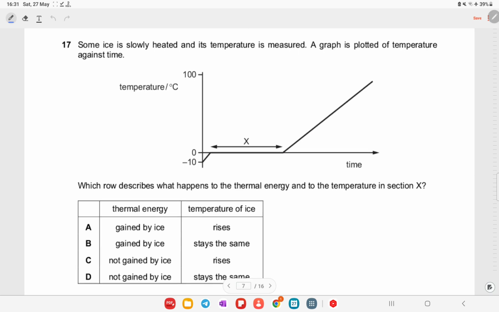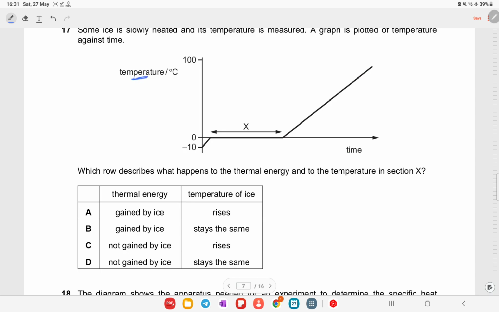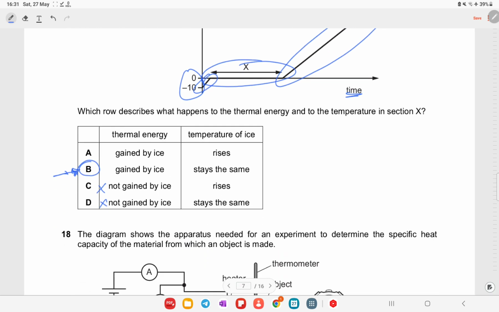Some ice is slowly heated and its temperature is measured. A graph is plotted of temperature against time. So this is the graph. Whenever you're studying a graph, you have to see the x-axis and y-axis, and the quantities, and these are the three phases over here. Which row describes what happens to the thermal energy and the temperature in the section X? In the section X, obviously this is not possible. It has gained some thermal energy, but the temperature will remain the same. So it's the concept of latent heat of fusion and vaporization. So option B is the right answer.